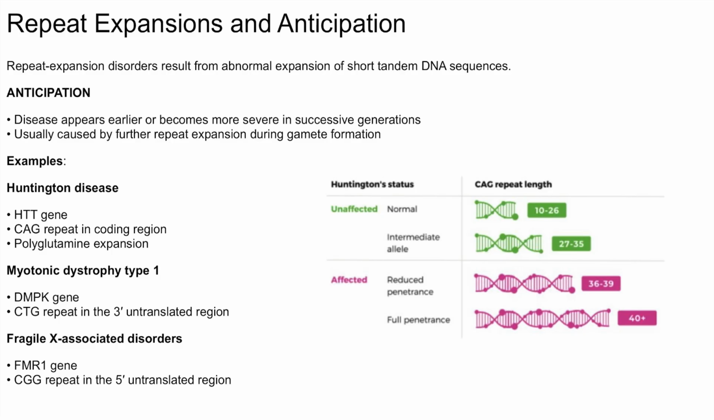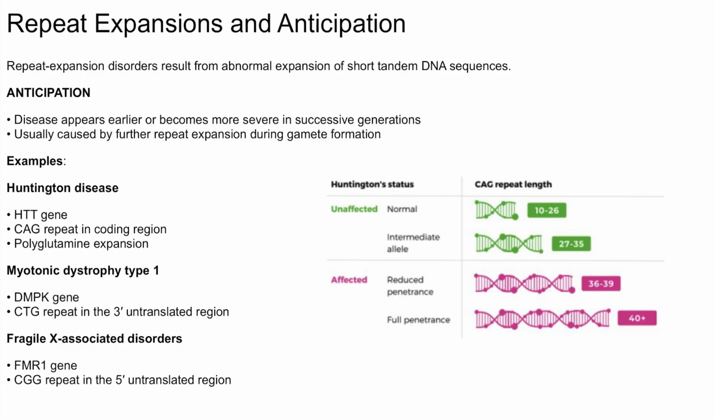The repeat sequence and its location determine the mechanism. So Huntington's disease involves a CAG repeat in the coding region of the HTT gene, producing an expanded polyglutamine tract and toxic protein. Myotonic dystrophy type 1 involves a CTG repeat in the 3' untranslated region of DMPK, producing toxic RNA effects.